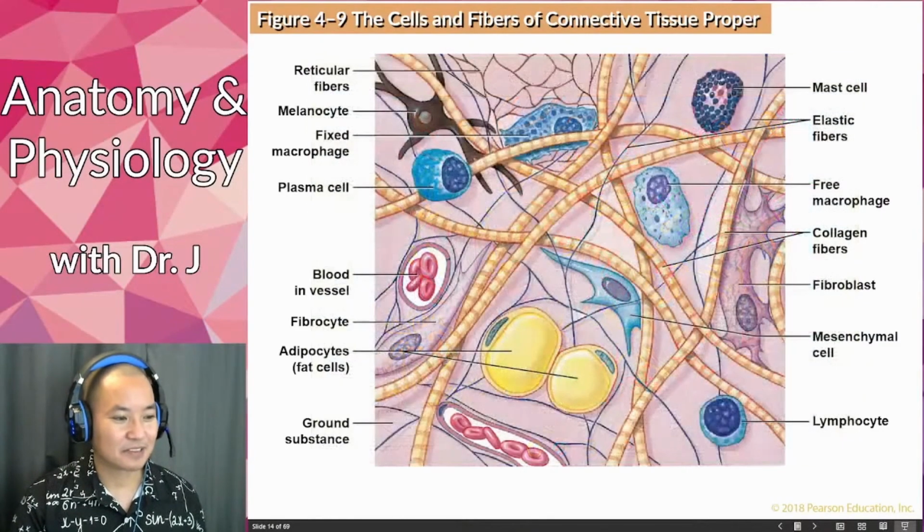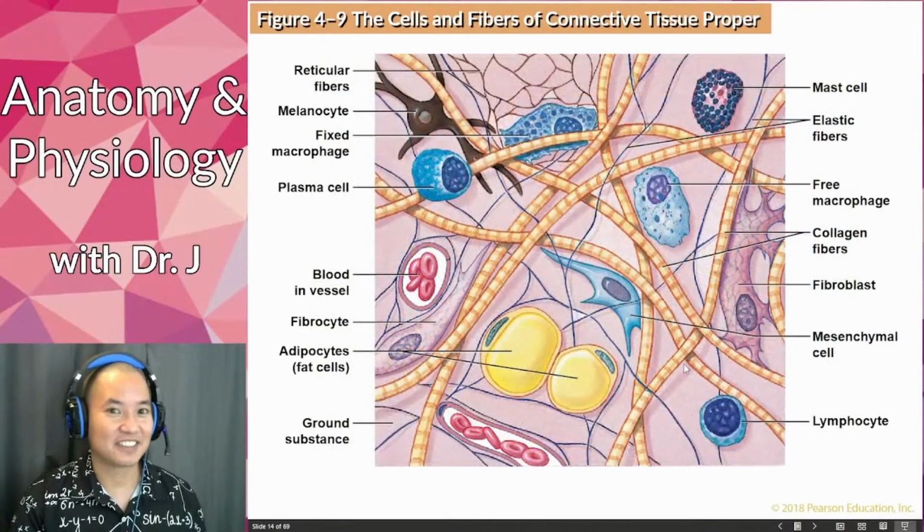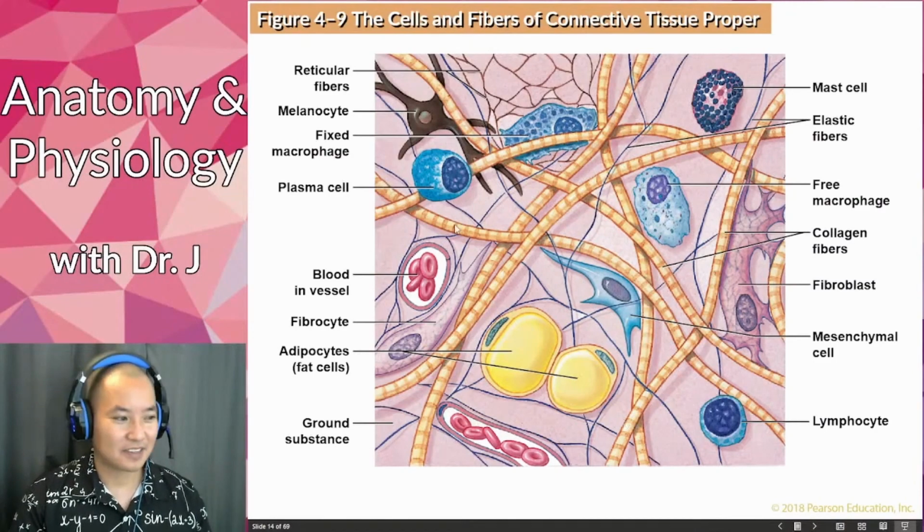Same with this picture over here. You're not going to find all of these cells in all connective tissues. It's just showing you what types of cells there are and how they generally look, but you're not going to take a slice of a connective tissue and get something that looks like this.